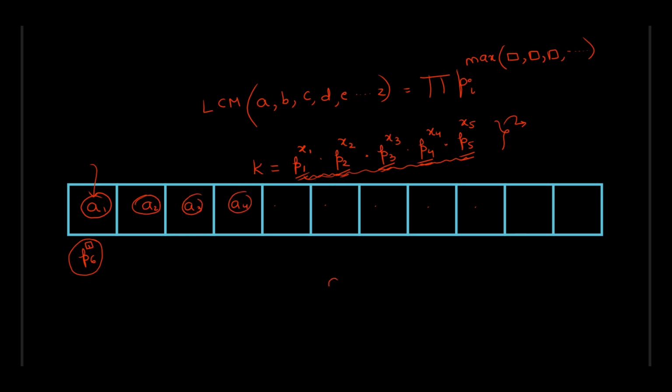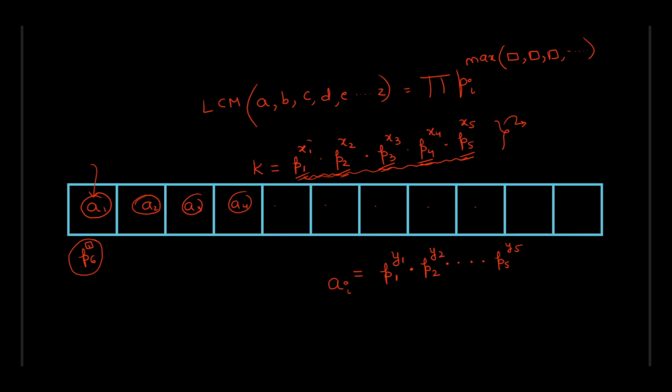So we know that any ai in the array can be written as p1 to the power y1, where we still have to decide what are the possible choices for y1, and then p2 to the power y2 up to, let's say, p5 to the power y5.